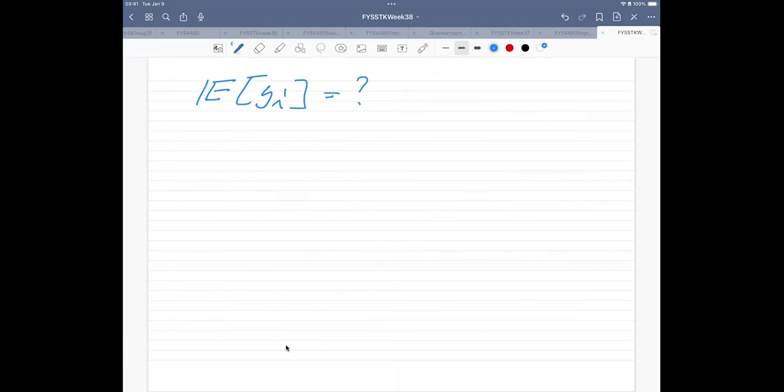So in principle, I should now be able, if somebody gives me a probability distribution, to calculate the expectation value of one of the y's. So that's the mean value of y. So this should be equal to the expectation value of x_i times theta, plus the expectation value, or the mean value, of epsilon_i.